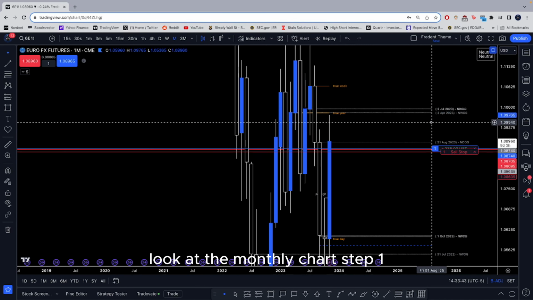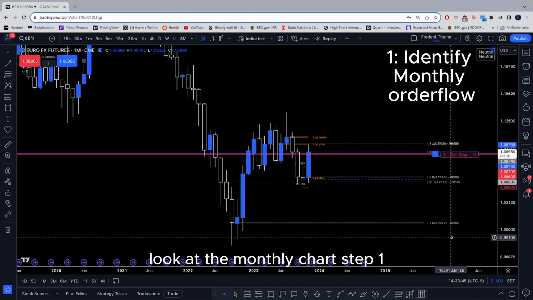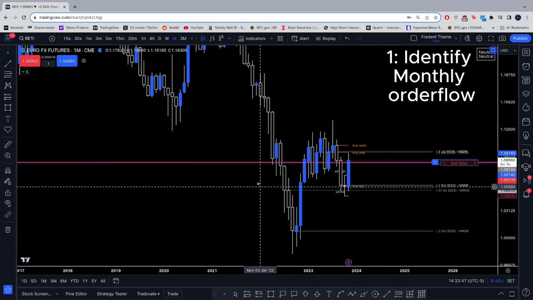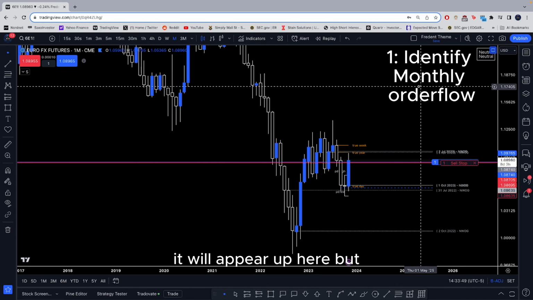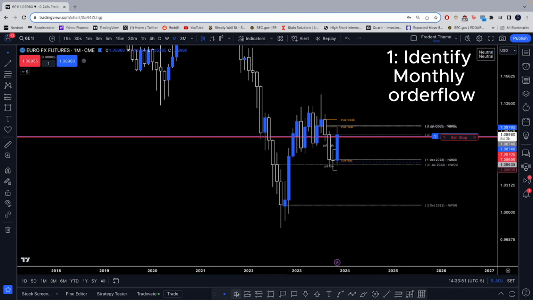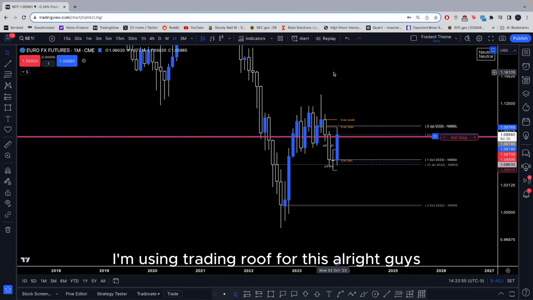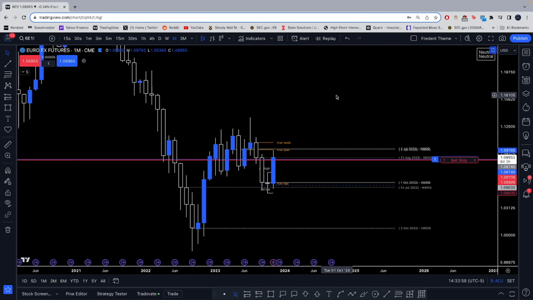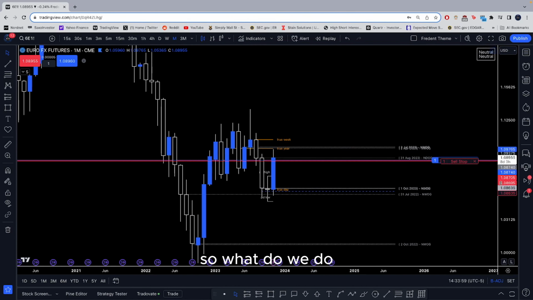First of all, look at the monthly chart. So step one, look at the monthly chart. I'm going to make a checklist for you. It will appear up here, but look at the monthly chart. I'm using TradingView for this. All right, guys.